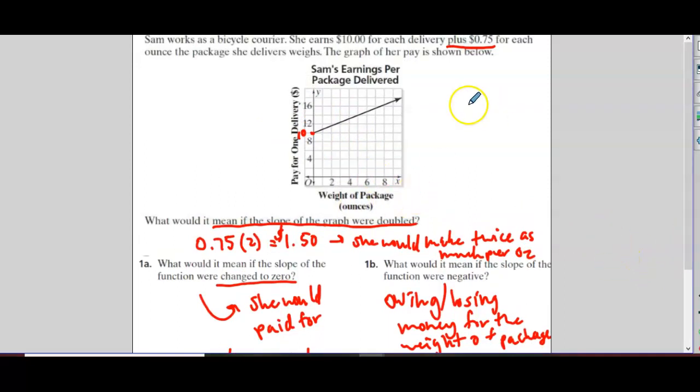So looking at 3 different pieces here: if we doubled it, what would that mean? If it were 0, what would that mean? And if it were negative? Really, these last 2 aren't fair in this situation. We probably wouldn't want to not pay them at all for extra weight, because it takes a little extra effort to do that kind of thing. We're definitely not going to have them owing or losing money if the weight of the packages were going up. So 1A and 1B really don't make sense in this situation. So again, interpreting the slope and understanding what it means in this situation is really important based on the graph, where we start here and what that means overall in terms of our value.